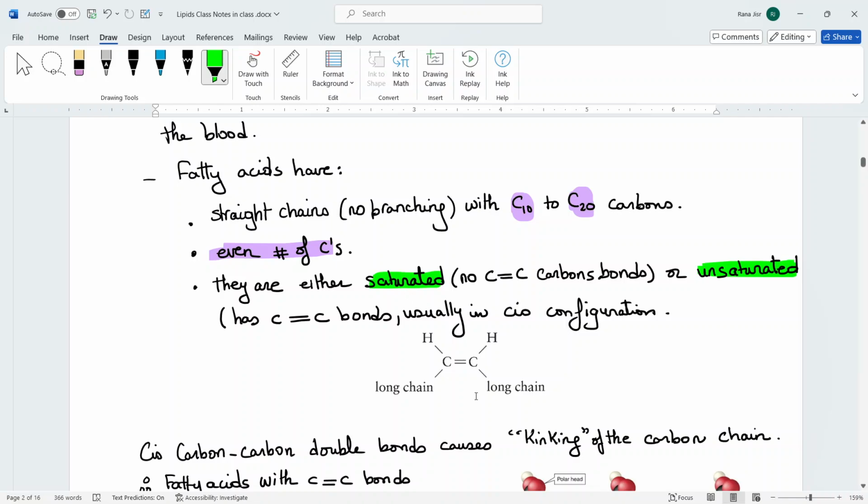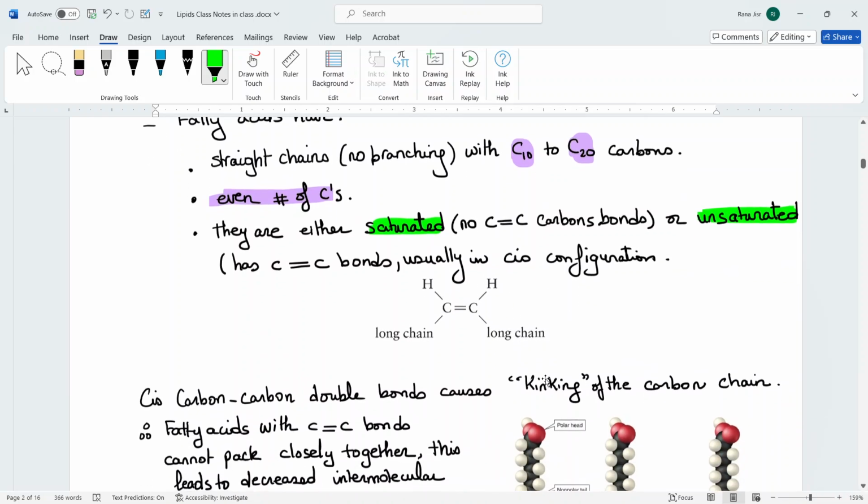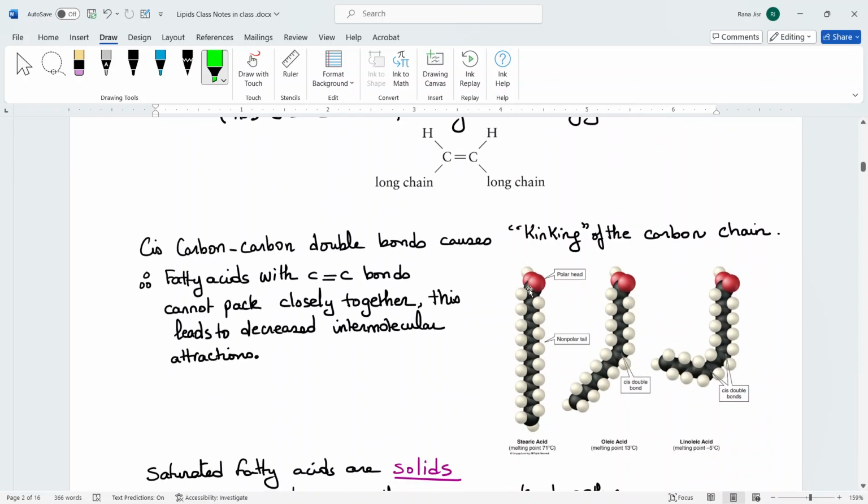Now, if the fatty acid has a double bond, then the groups around the double bond will prefer to arrange themselves in a cis configuration. So this is how it's going to look. You are going to see that the groups are going to face each other. You will have hydrogens in there, and you will have a cis configuration. Saturated fatty acids have no double bond in them. So if they don't have a double bond, these will assume a straight structure.